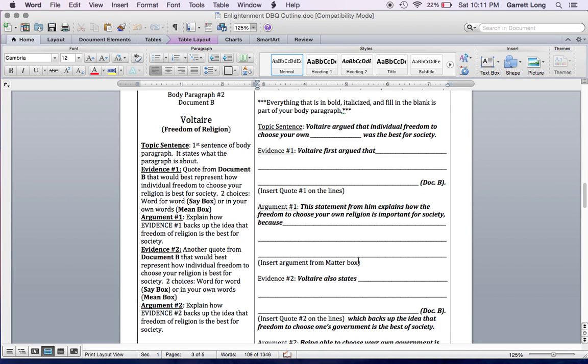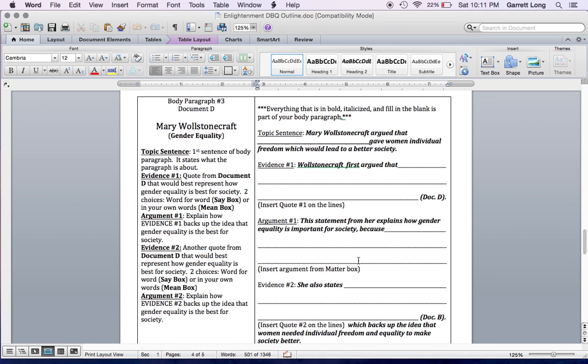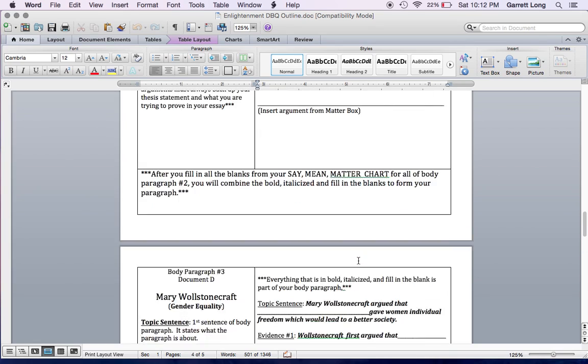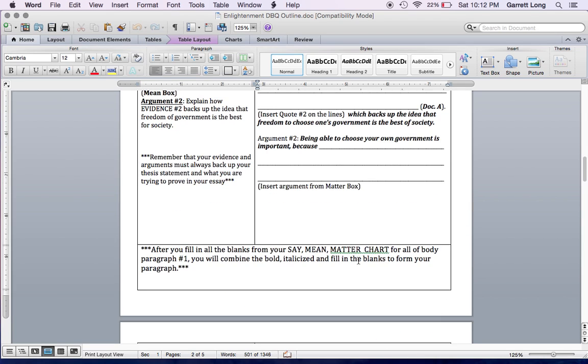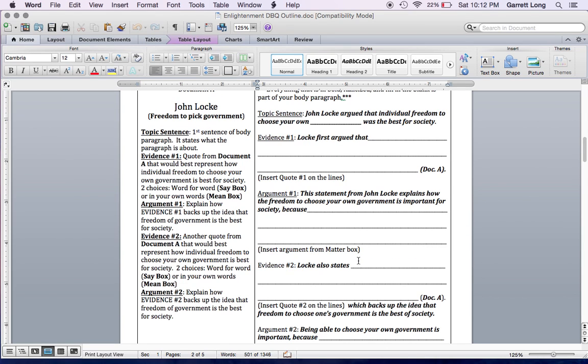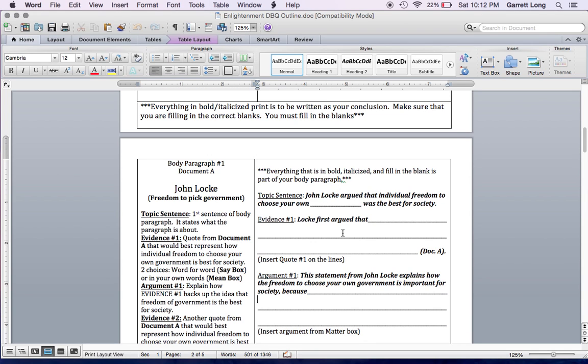I'm not going to explain body paragraph number 2, and I'm not going to explain body paragraph number 3 because it is almost identical. Actually, it is identical to the directions for body paragraph number 1, number 1 on John Locke. You just need to follow the same directions. Once you guys have done that, you will have 5 paragraphs. And what you will do is you will take this outline and you will form your 5-paragraph essay using everything that you wrote down on the right hand side.